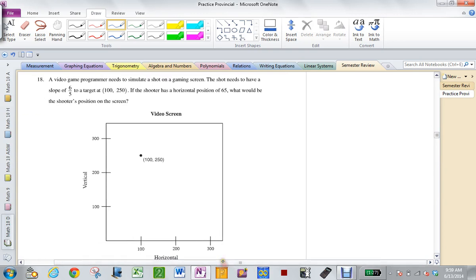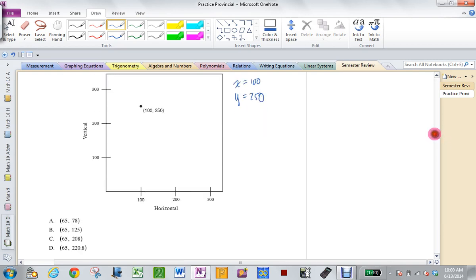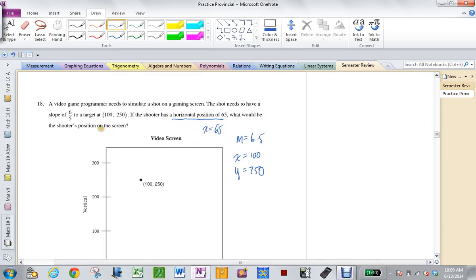A video game programmer needs to simulate a shot on a gaming screen. Shot needs to have a slope of 6.5. So my m, remember, as soon as I see slope, m is 6.5, and it's got a target of 100, 250. Well, what is every single expression that looks like that? That's an x of 100 and a y of 250. The shooter is at a horizontal position of 65. So that means his x is 65. So, what do I have? I need his position. So, I have a y, and I don't know what it is. So, I have two x's, two y's, and a slope. So, what do I need to do?